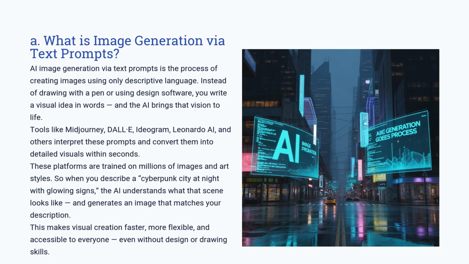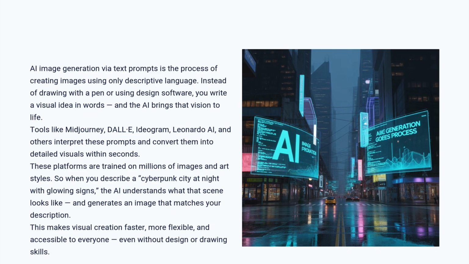Tools like MidJourney, DALL-E, Ideogram, and Leonardo AI take your prompt and turn it into a detailed visual, often within seconds. These platforms are trained on millions of images and styles. So when you write something like, "a cyberpunk city at night with glowing signs," the AI already knows what that looks like, and creates something based on that description. The best part? It's super fast, flexible, and easy. Anyone can do it, even if you have zero design or drawing experience.